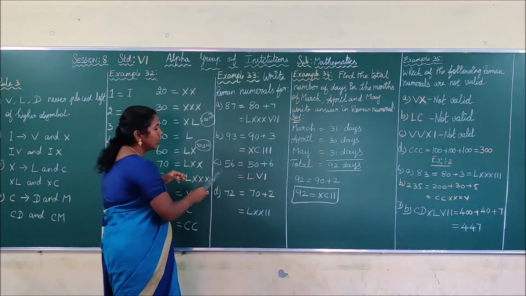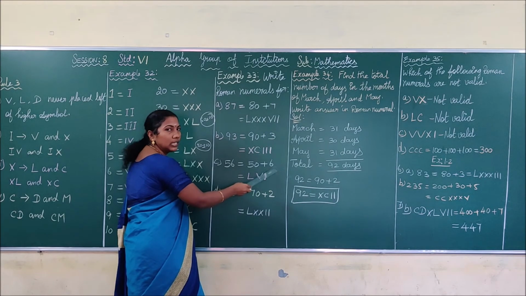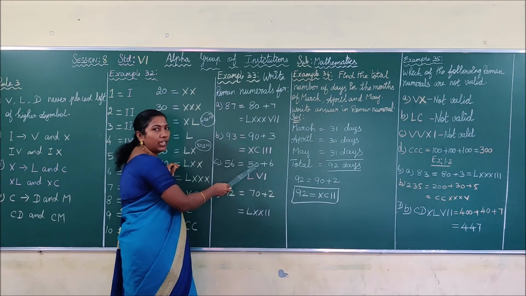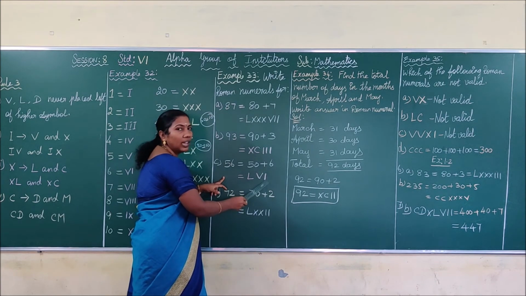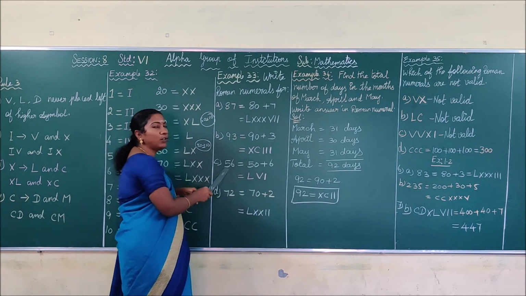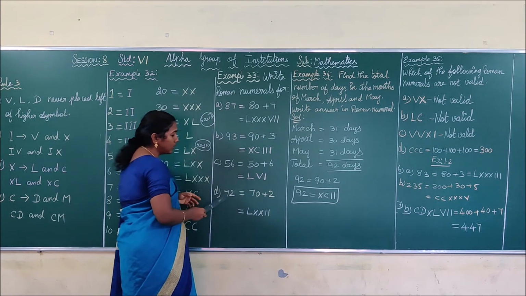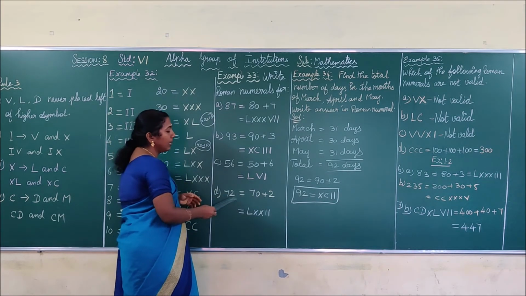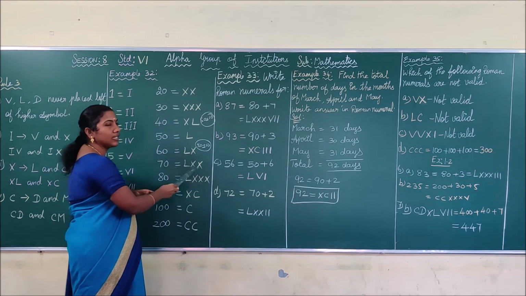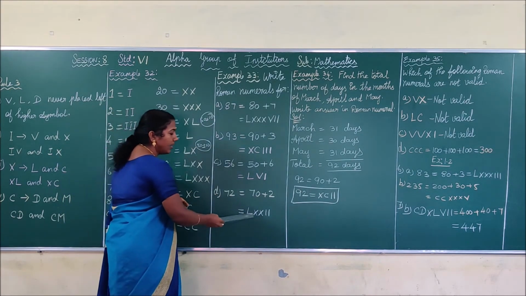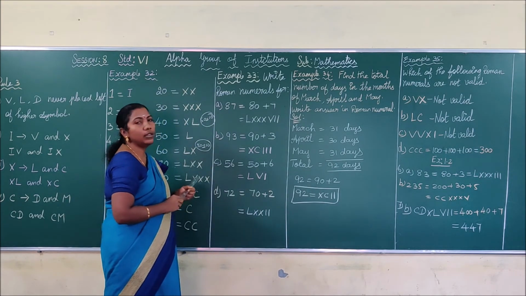It's clear? See the next one, 56. So it can be split into 50 plus 6. What is the symbol for 50? L. What is the symbol for 6? V along with I. So the Roman numeral for 56 is LVI. See the next one, 72. It can be written as 70 plus 2. What is the symbol for 70? LXX. So you have to write LXX. For 2 you have to write 2 I's. That's all for example 33.